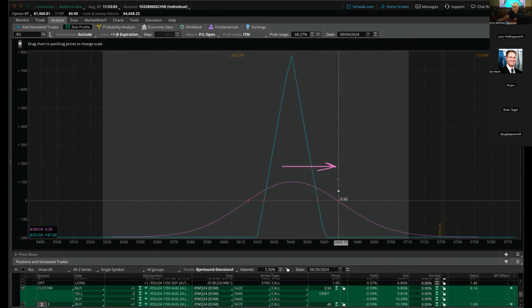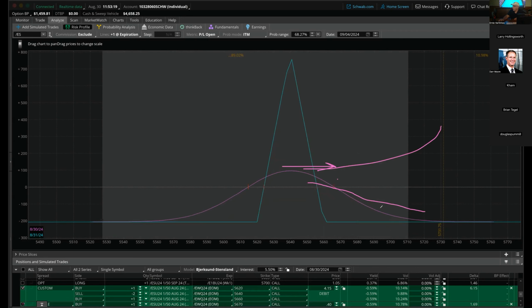Just adding SPY shares to this would also change the shape of that curve, maybe a little bit. If you added 10 shares, it might look like this. If you added 100 shares, then it would look like that. So you could do that as well. You could add long shares of SPY. That would effectively change the curve, but you'd have to manage it. And if it goes against you, you've increased your risk to this side.